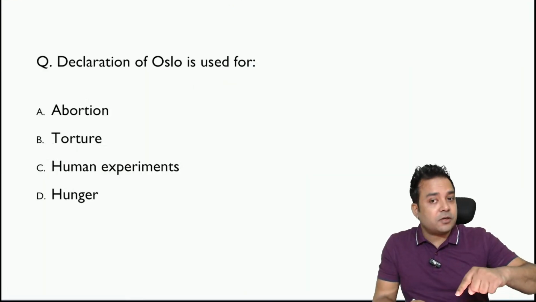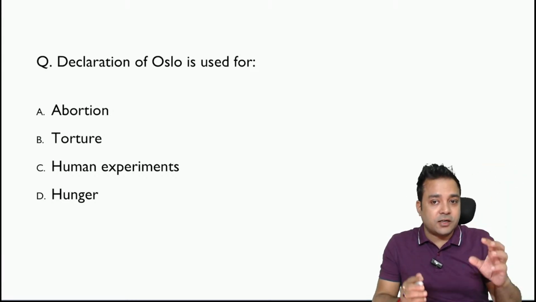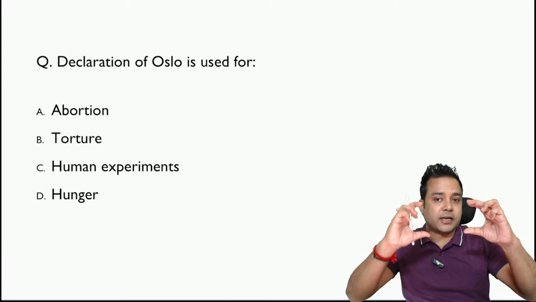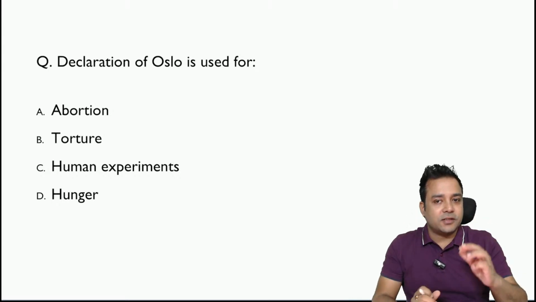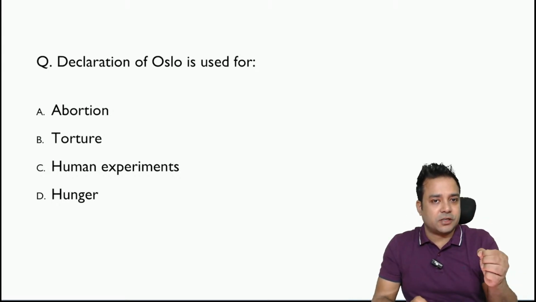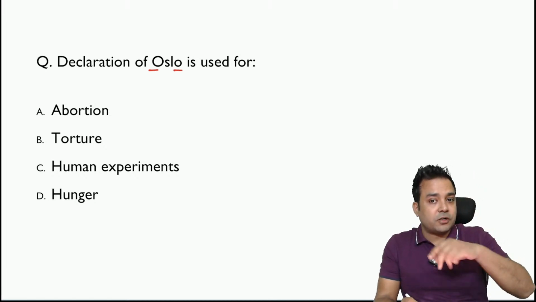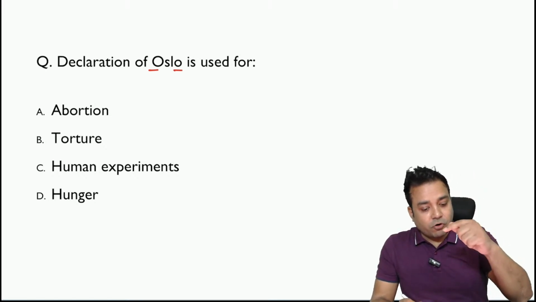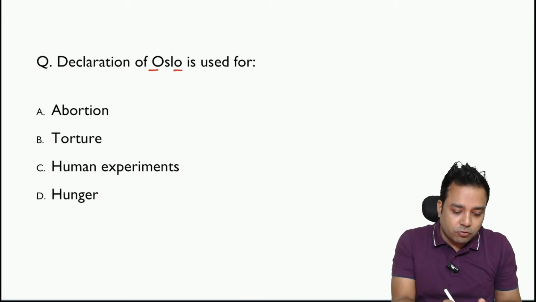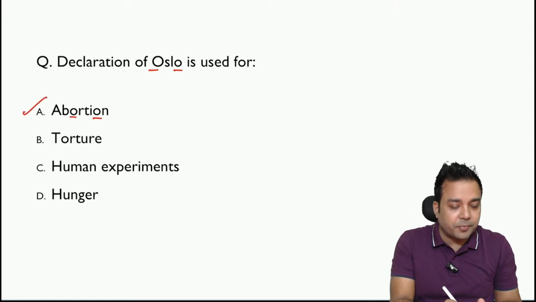This question is also an old question. Earlier it used to come as match the following declarations with their statements. This time it was made a very simple question. What was asked? Declaration of Oslo. This is also a May 2024 question. Declaration of Oslo is used for. Oslo goes with O of abortion. This is the way to remember.